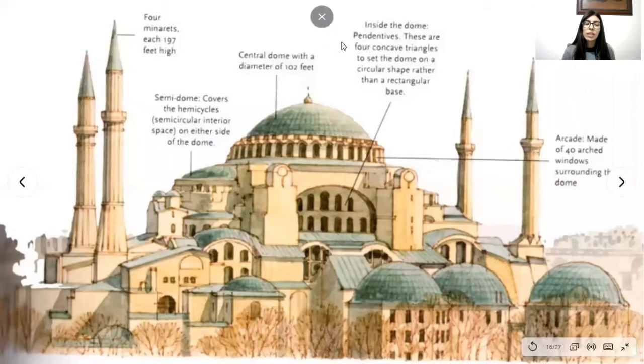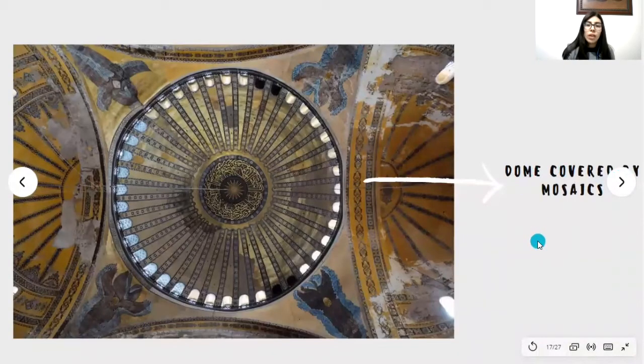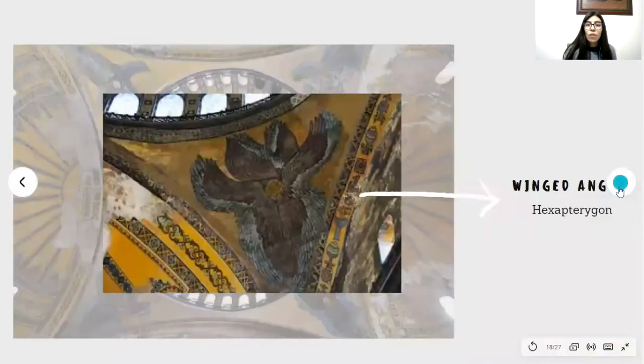The Hagia Sophia is famous for its massive dome, which is the one that is right here, and because of its pendentive structure that sits on the top of the square space nave, which is this. It counts with 40 windows at the bottom of the dome, and when the sunlight moves into the dome, it looks like it is floating in the air. The domes of the Hagia Sophia are covered by mosaics of the 6 winged angels that are considered as the Hexapterygon.